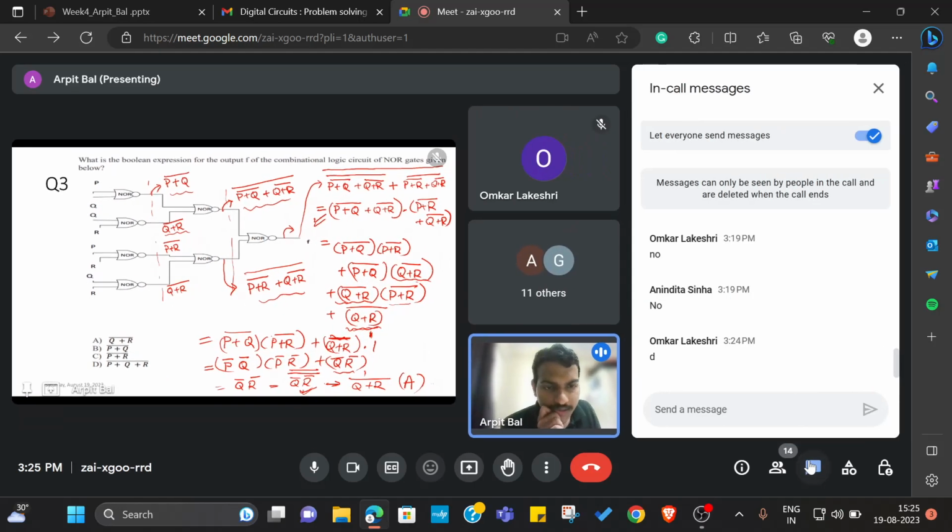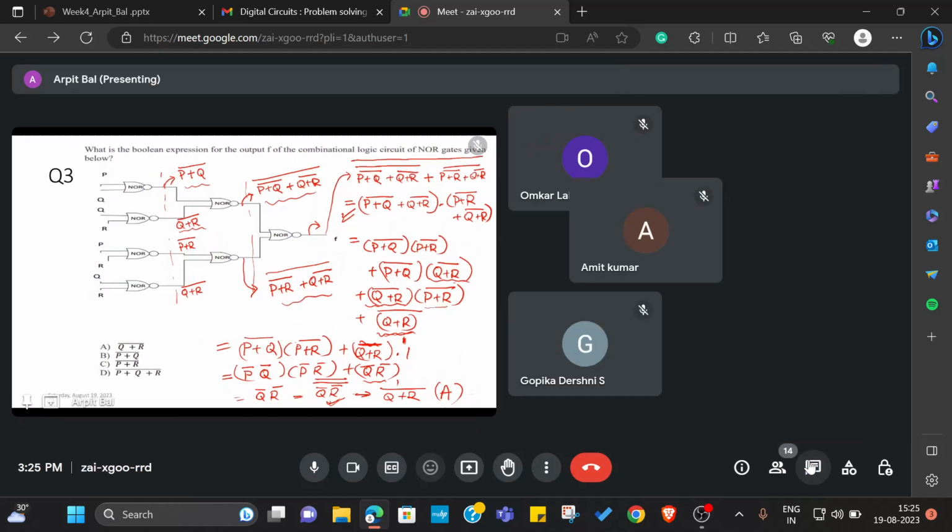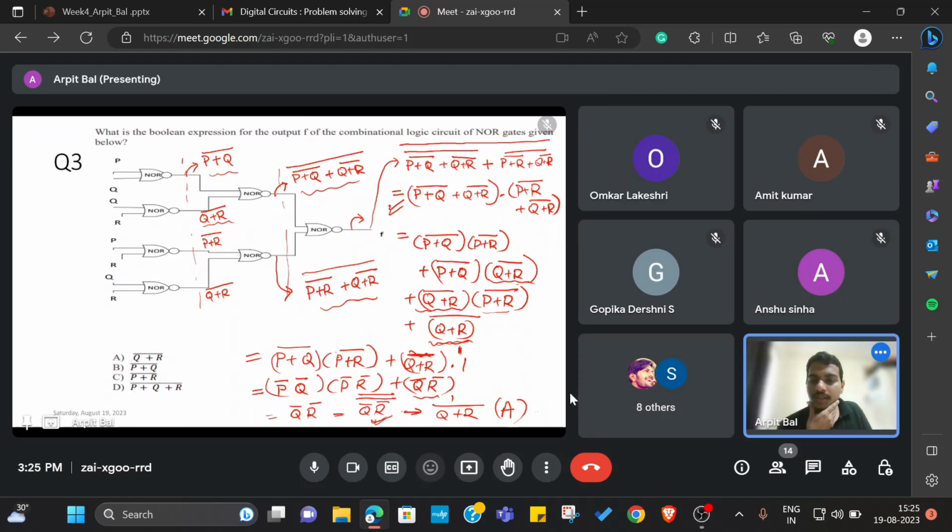There is an answer saying option D. No, option D won't be correct because the p' term won't be there. Here itself, if I take q'r' common, you will be left with p' + 1. So p' + 1 will become 1, and I am left with q'r' as the term.